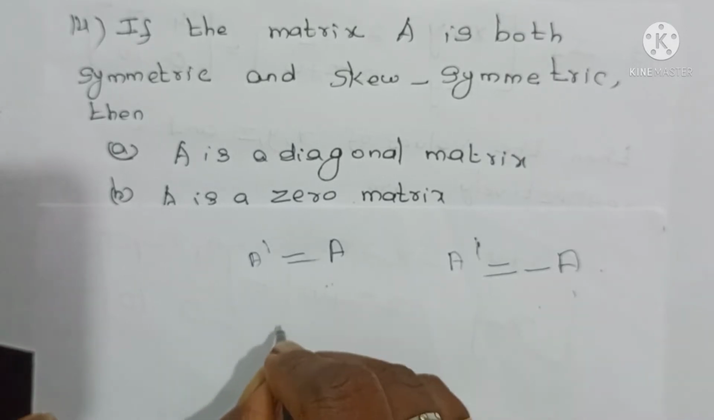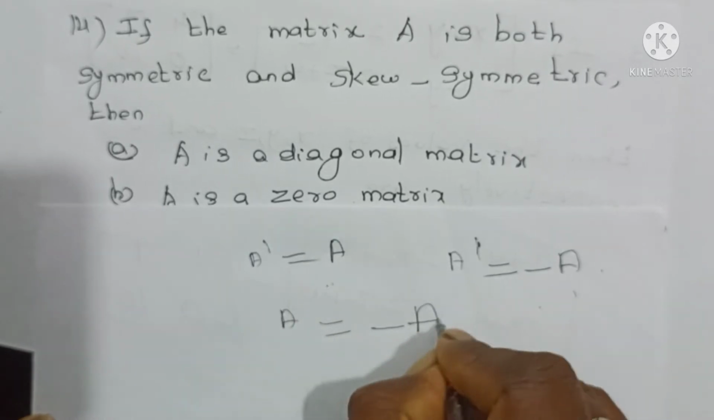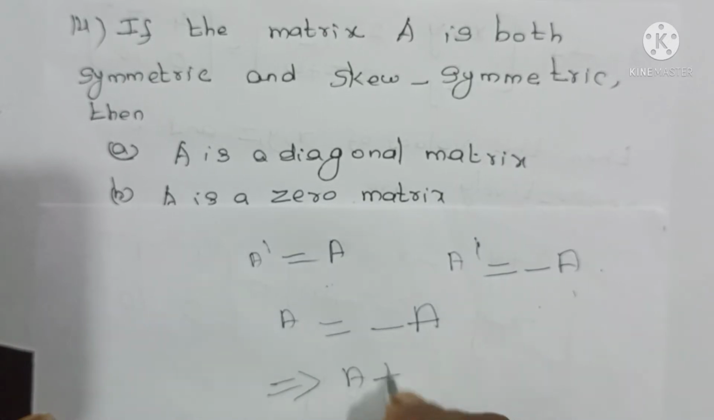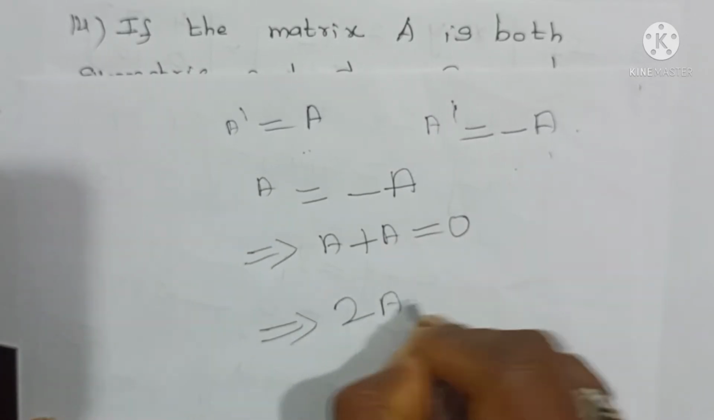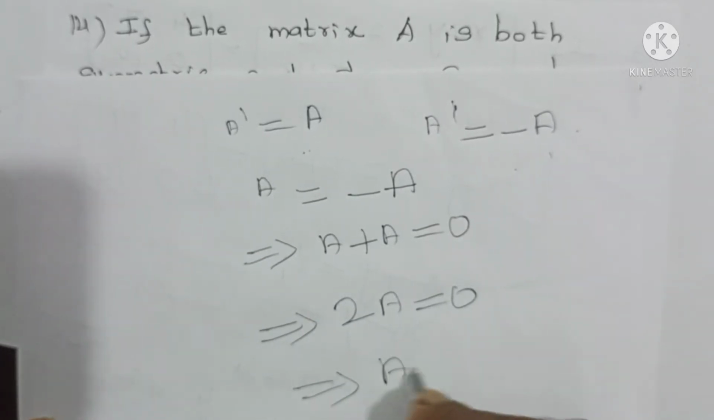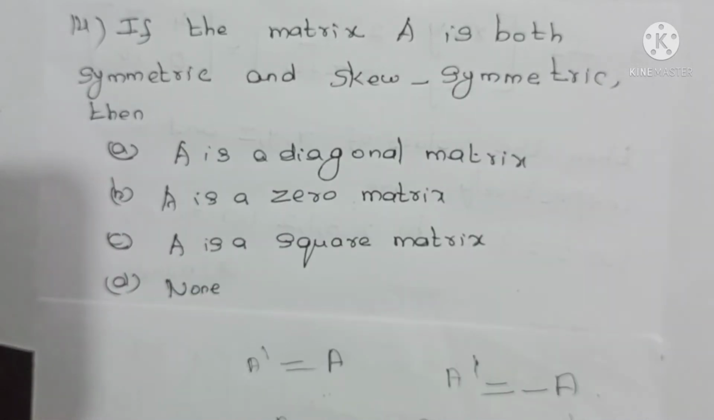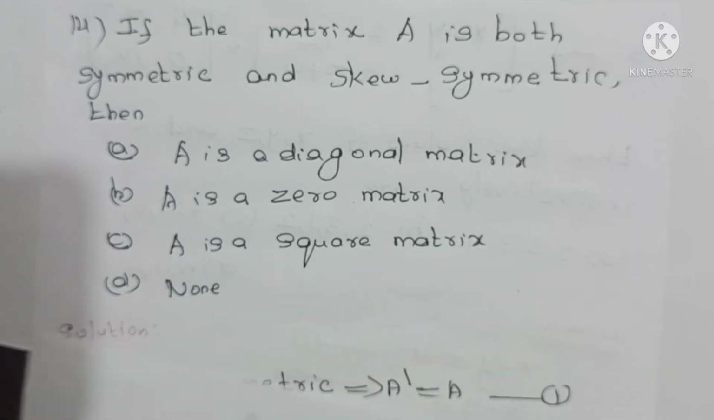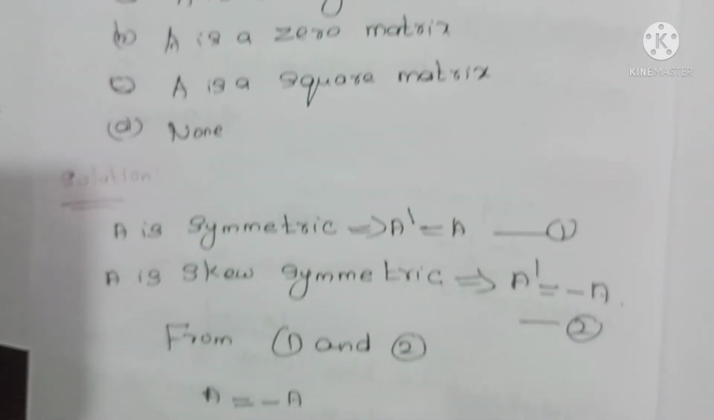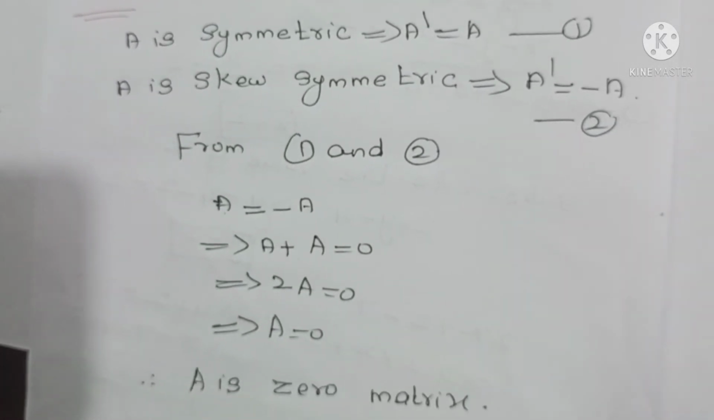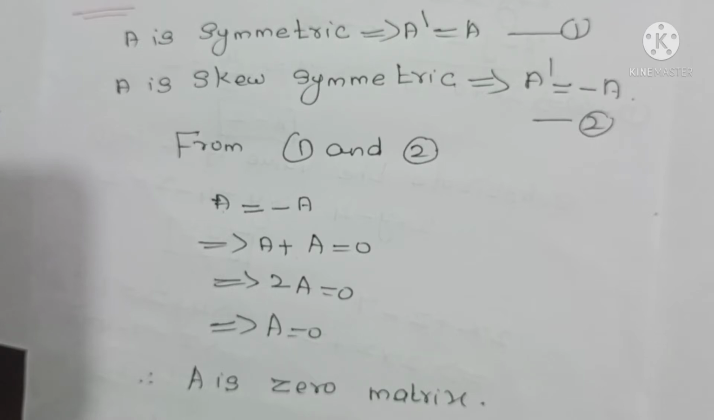So you can equate this one. So A is equal to minus A. So this implies A plus A is equal to 0. What is A plus A? This implies 2A is equal to 0. This implies A is equal to 0. So A is equal to 0 means what matrix? 0 matrix. So option B is the correct answer. So this is the question. Then this is the answer. So option B is the correct answer.